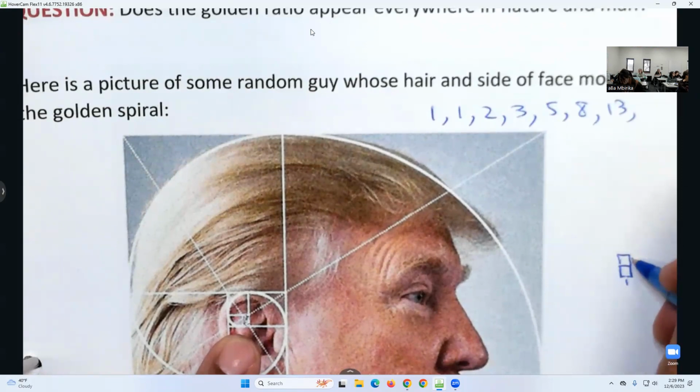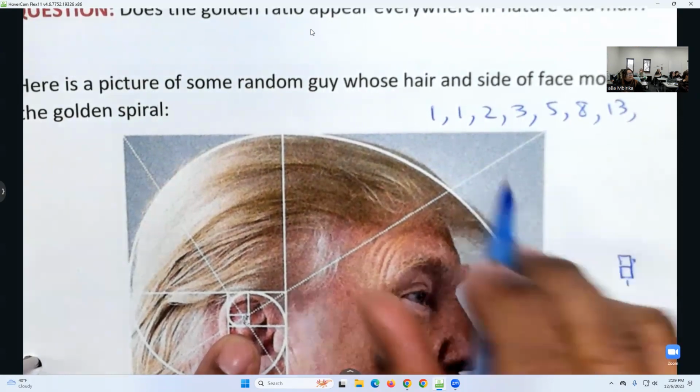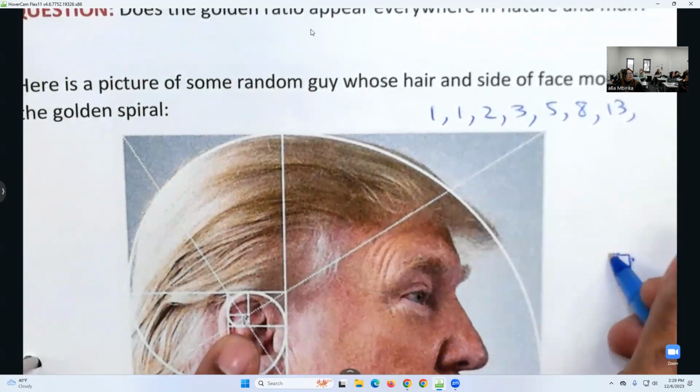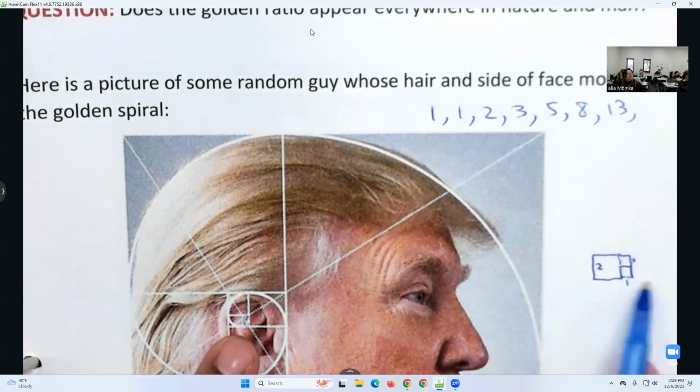So these lengths all have length 1. But if I look at this as a rectangle now, it has height 2. So 2 is that next number. So I'm going to make a square on the left here, height 2. So all the sides have length 2. So now this new rectangle we produced is length 3, because this side is length 2, and then that side is length 1, so its sides are length 3.